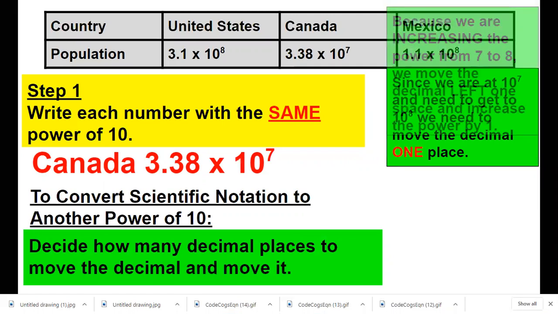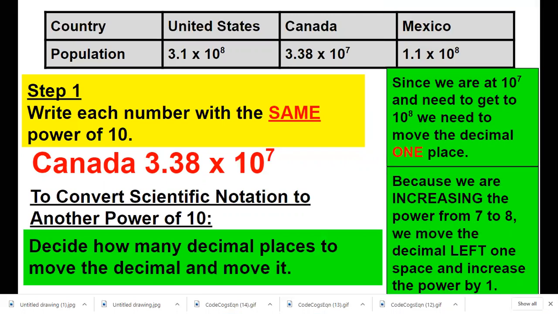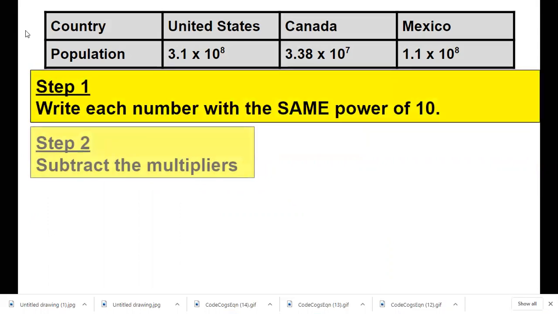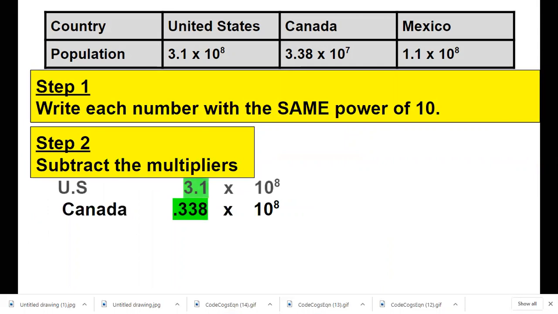Moving it one place, the decimal goes left 1. We end up with 0.338 times 10 to the 8th. That should be pretty familiar to you by now. And then what do we do? Step 1, we write them in the same power of 10. Then we subtract the multipliers. The US is going to go above Canada because the US has a bigger number. And we subtract. Remember, we should be lining up our dot.